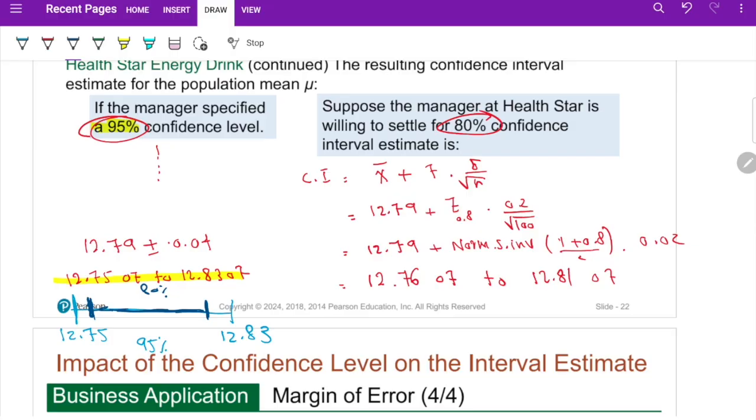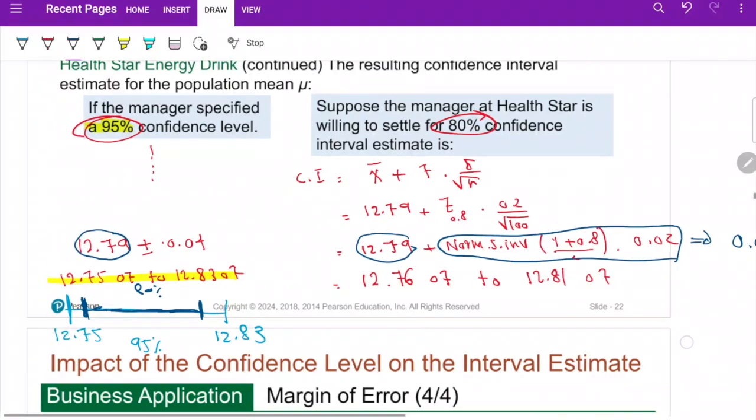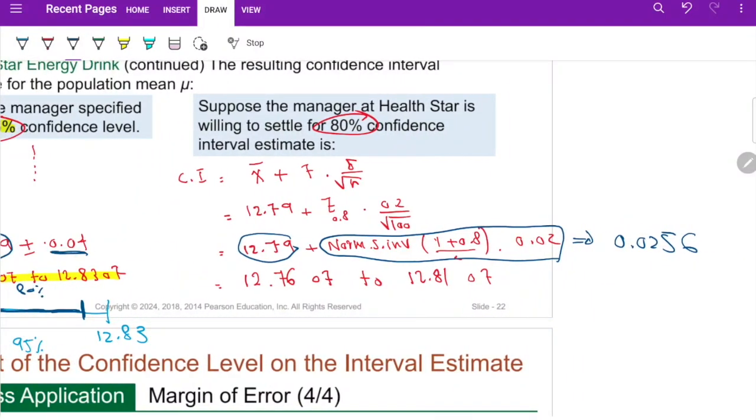This number is the same number here. What makes the difference is the margin of error. We have a smaller margin of error. So this becomes smaller. Actually, it becomes 0.0256. It was 0.04, now it becomes 0.0256. So the margin of error becomes smaller, right?